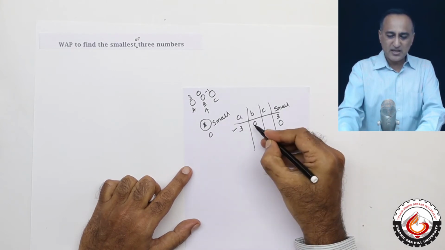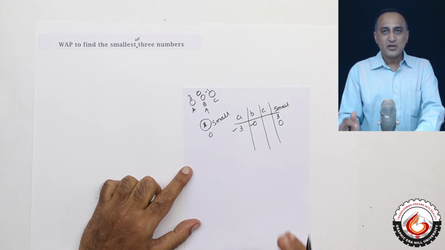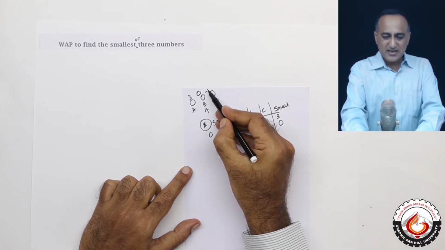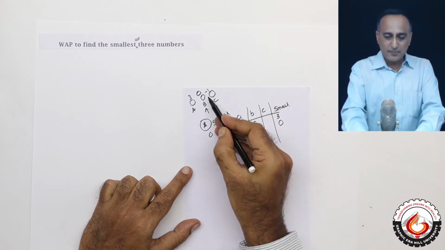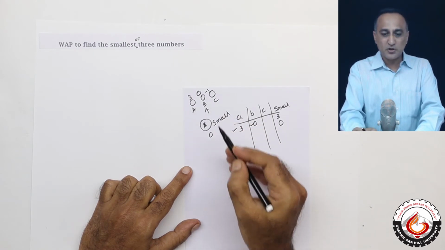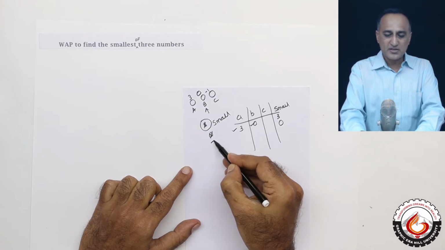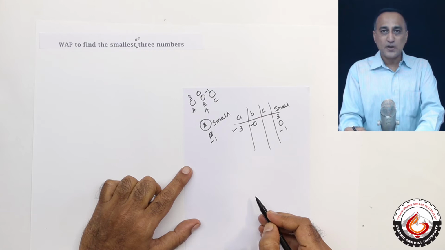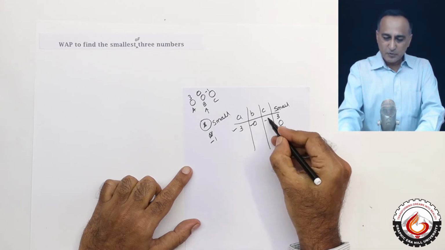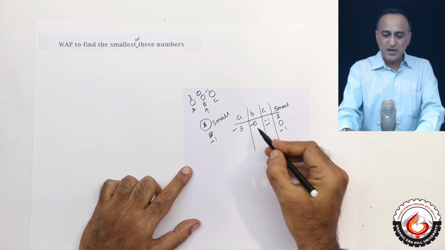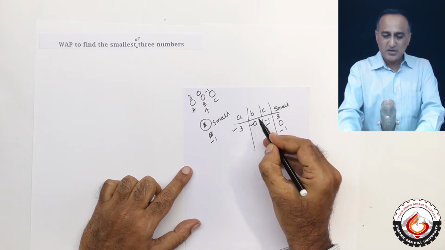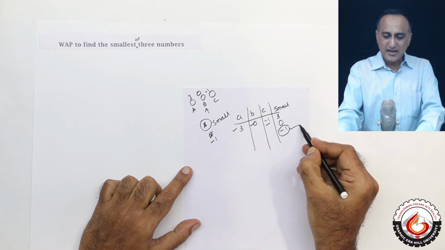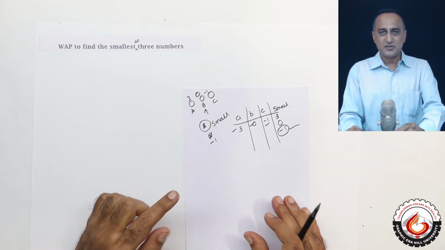So I have processed A, I have processed B. Now I'm going to look at C. When I look at C, it tells me C has the value minus 1. I'm going to compare minus 1 with 0. Which is smaller, minus 1 or 0? Minus 1 is smaller. So the new value of small is going to become minus 1. Then I have processed C also. This way I have processed A, B and C. And finally I know small is minus 1 and I need to display the value of small as minus 1.